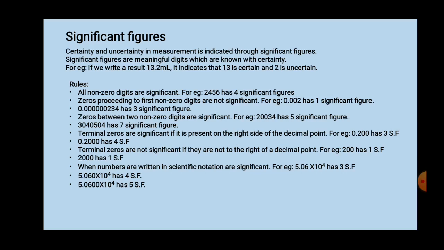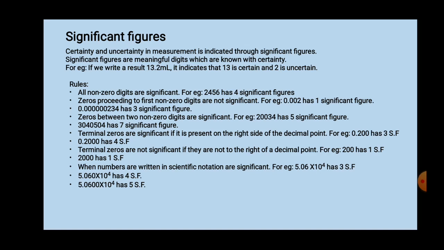Next, the third rule: zeros between 2 non-zero digits are significant. That means if 0 is present between 2 non-zero digits, then those zeros are significant. For example, 20034. Here zeros are present between non-zero digits, so you have to count all the numbers. How many digits are present in the given example? Totally 5 digits are present. So this example has 5 significant figures.